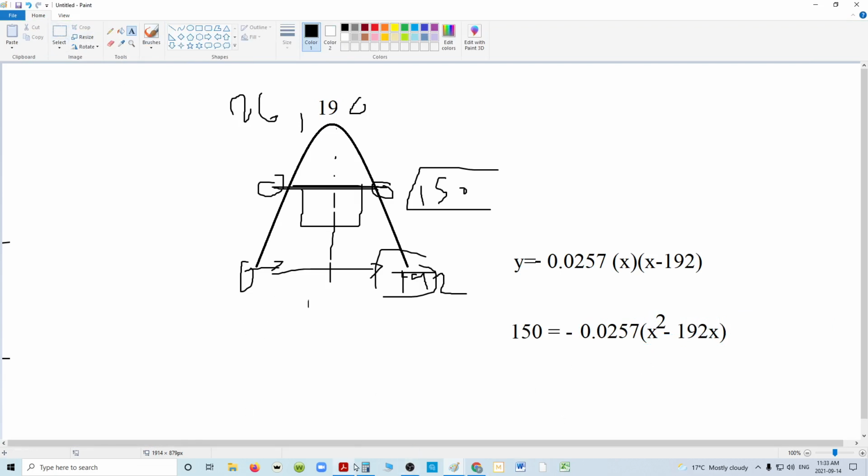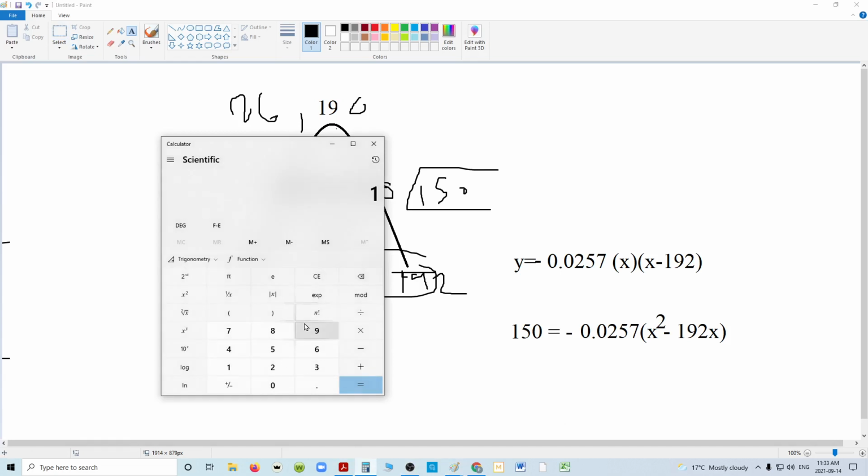So if I want to do that, I get 192 times 0.0257. And I get this nice number here.